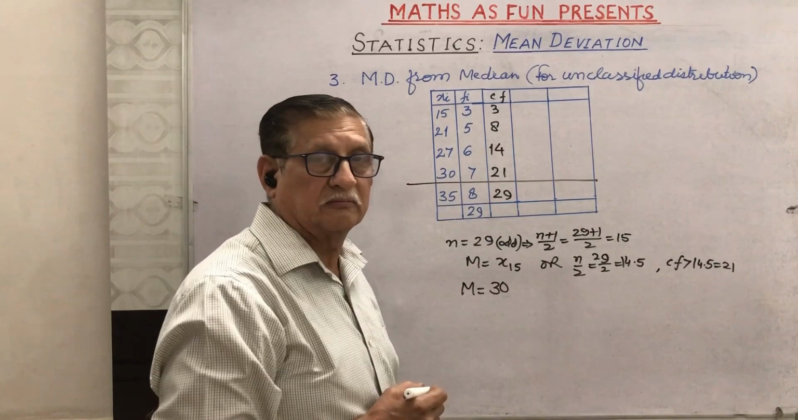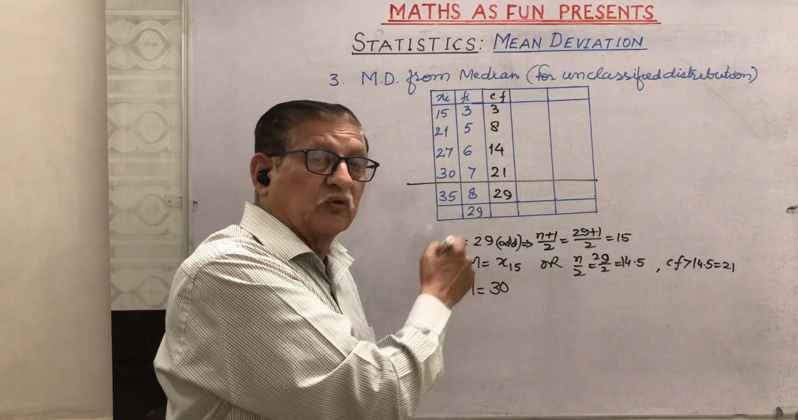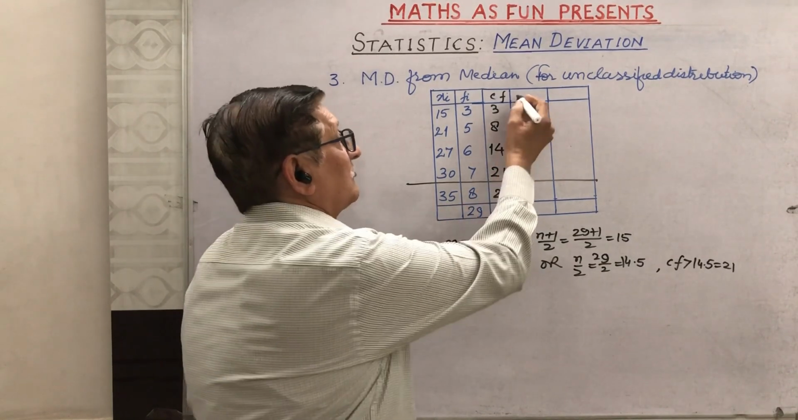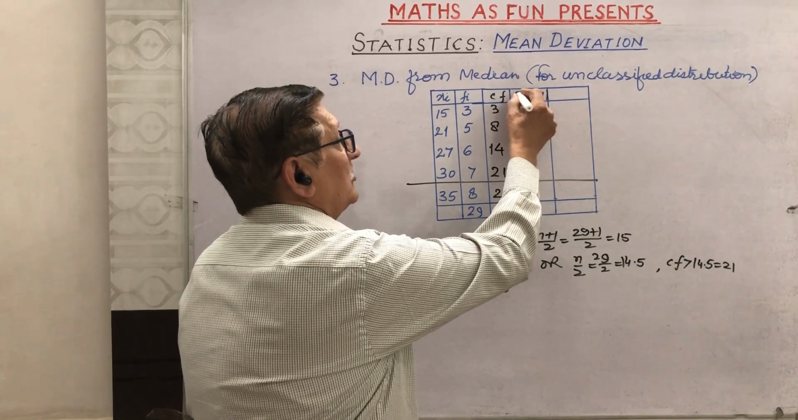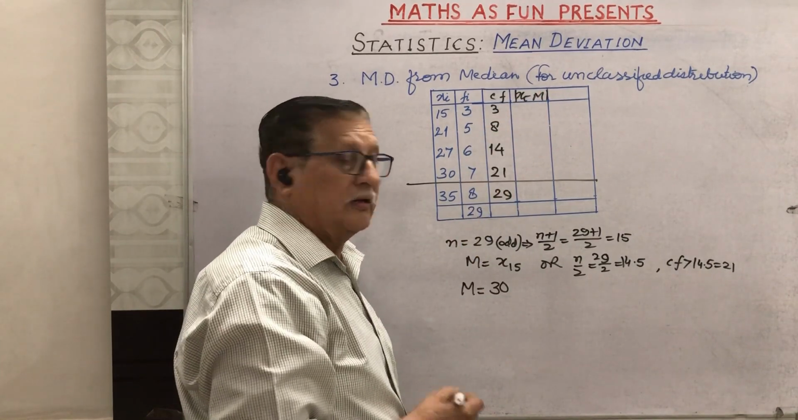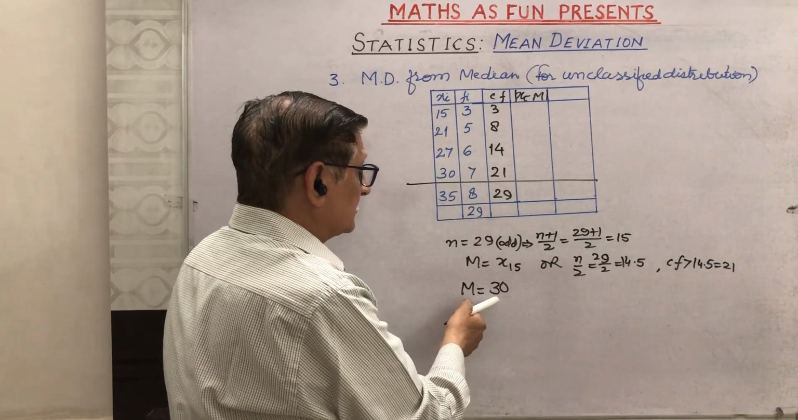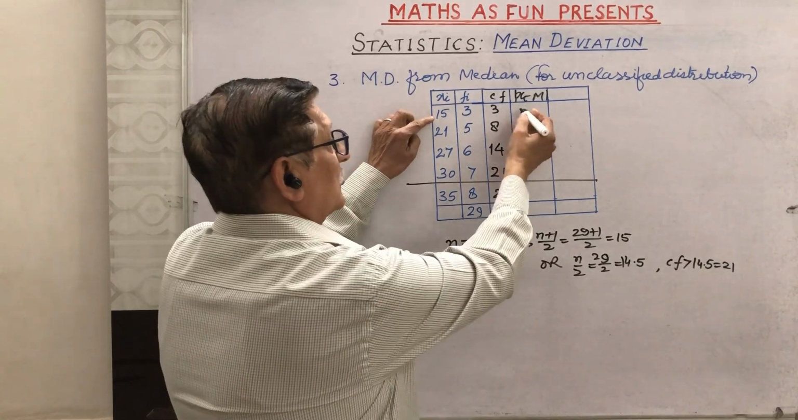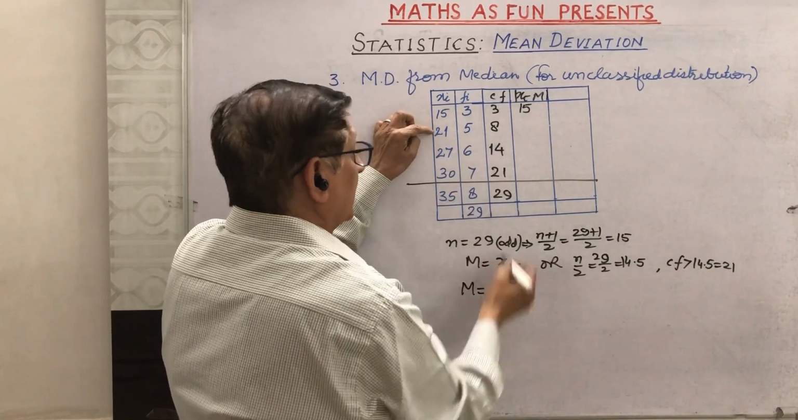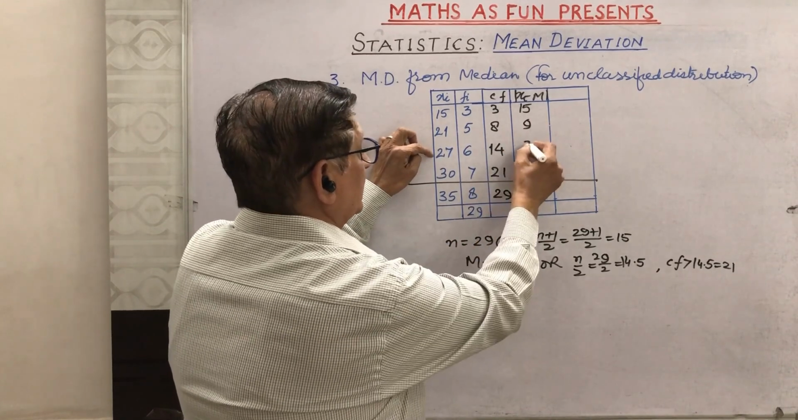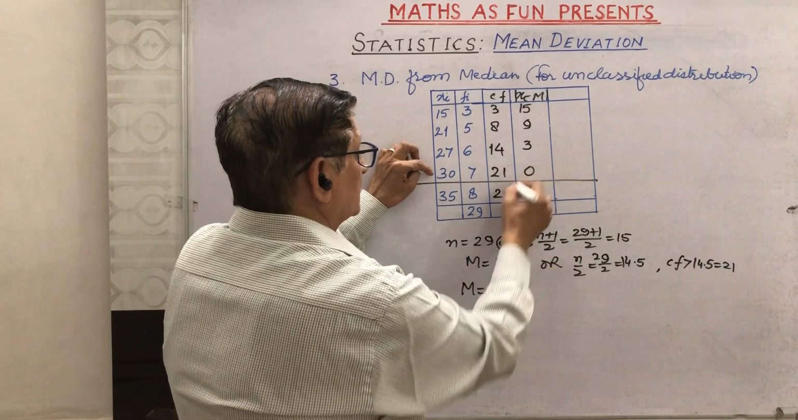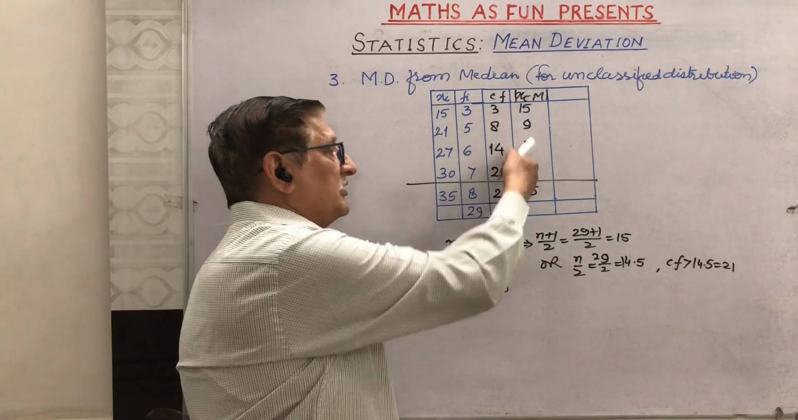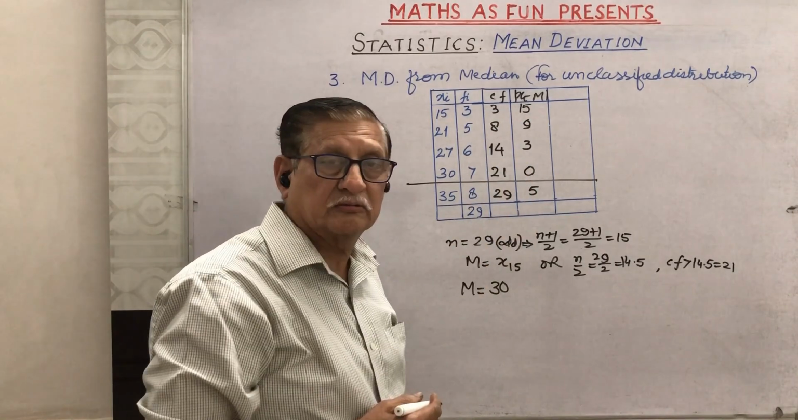This is the median. After finding the median, we have to find out the deviations of each data from the median. In that case, that will be modulus of xi minus m. In that case, it will be minus 30 from each of the data. 15 minus 30 is minus 15, modulus will be 15. 21, 9. 27, 3. 30 minus 30 is 0. 35 minus 30 is 5. So these are the deviations from median we have obtained.